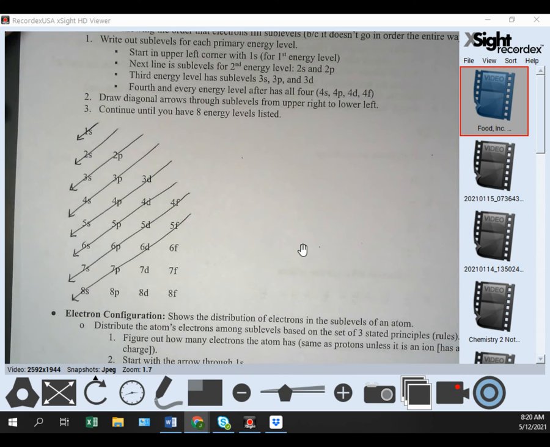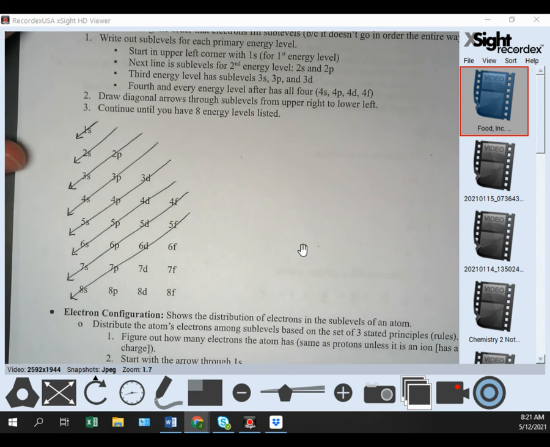It doesn't matter. The reason I didn't is because we don't have enough electrons to get that far. You run out of it. Like, the biggest element doesn't reach that part, so you're okay.